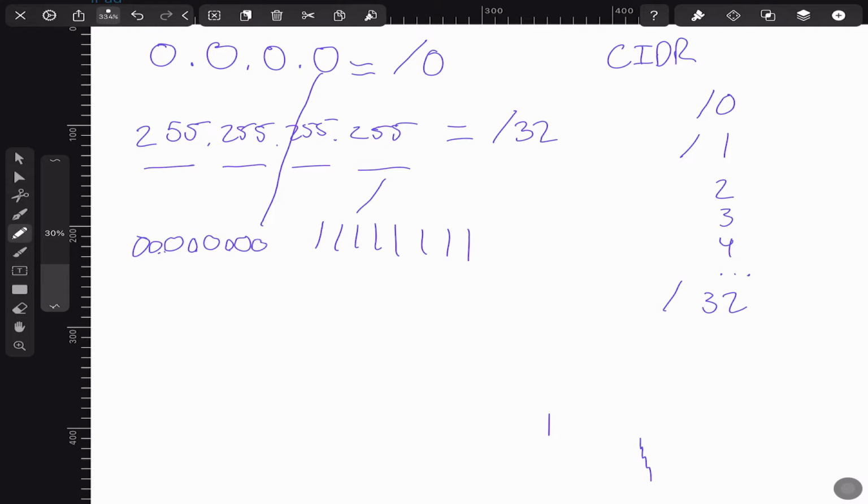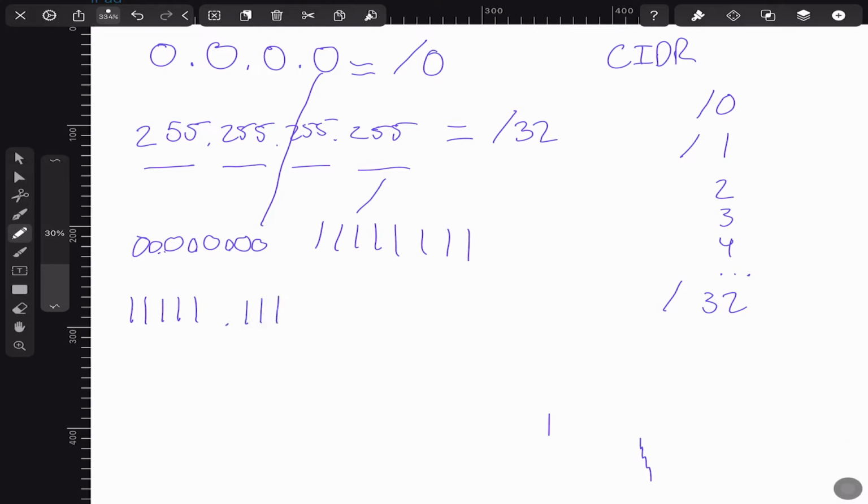Let's say I'm going to have that /32. Let's say I want to drop it down. So this 255, right? So a 255.255.255.255 means we have all 1s in every octet.